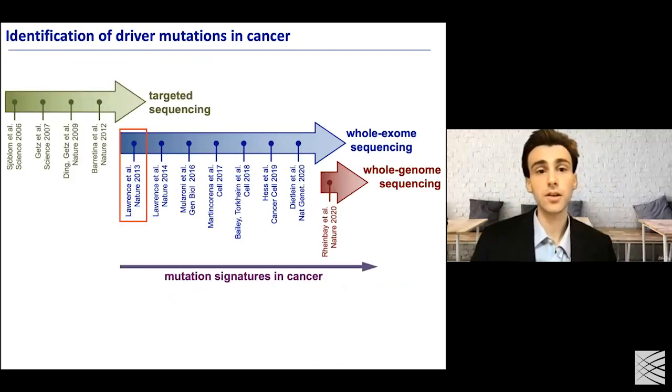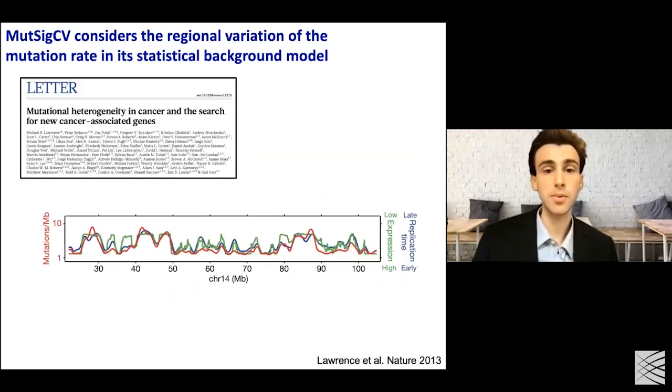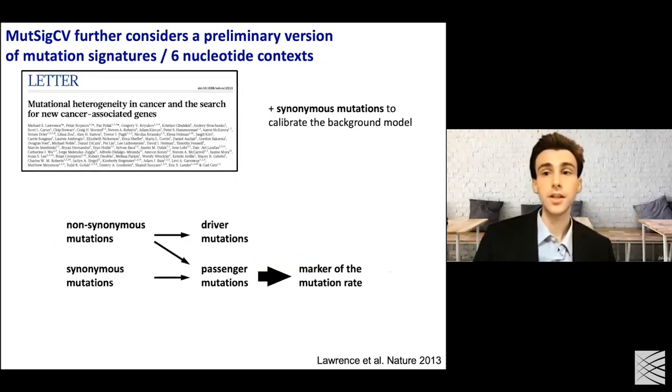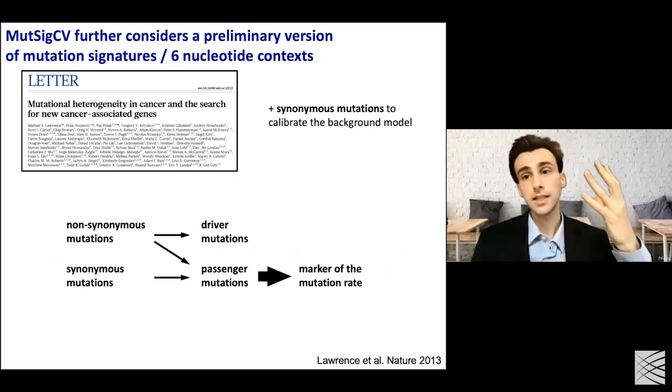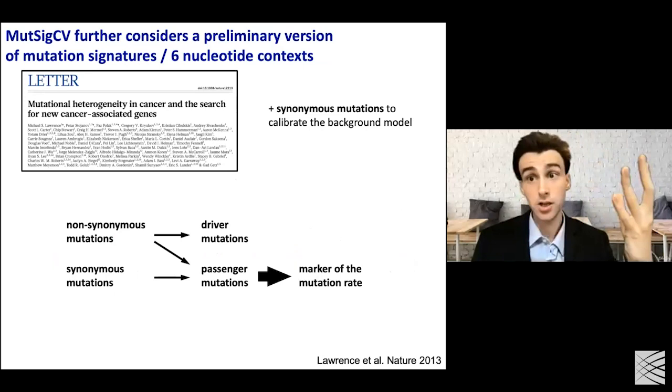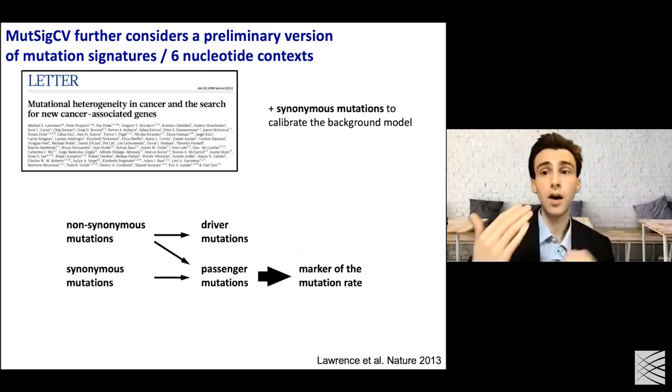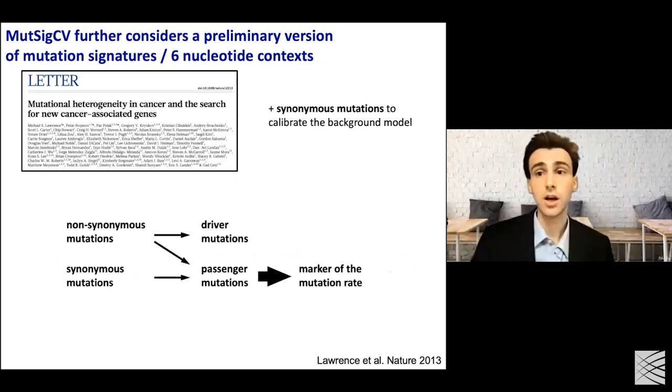And one of the first algorithms that did this was the Lawrence paper in 2013, where they came up with a model to modulate the background mutation rate and integrate this into a statistical model. There are basically two ways that you integrate the background mutation rate. One is, as I told you, the epigenomic markers. This model takes 3 markers into account of how the mutation rate might modulate over the genome.